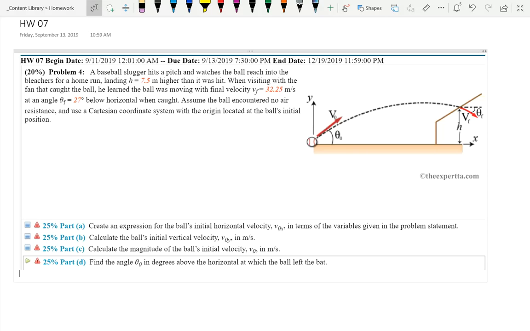Okay, so then I need to calculate, first of all, an expression for the ball's initial velocity in terms of the variables given in the problem statement. So I need to think about this before I do anything further. And first, list the things you know and don't know. Now, first it would be draw the figure, but it's already there. So I'm going to write the things I know and things I don't know. So what do I know?